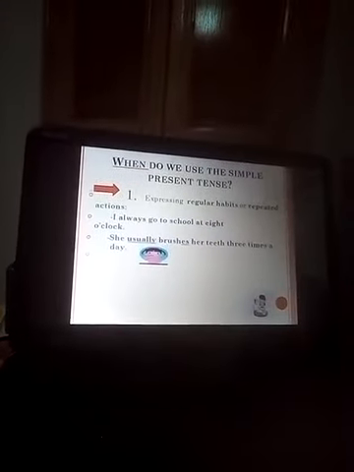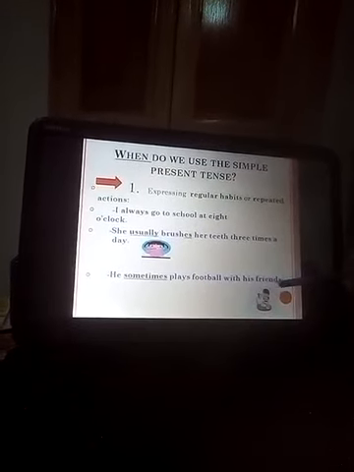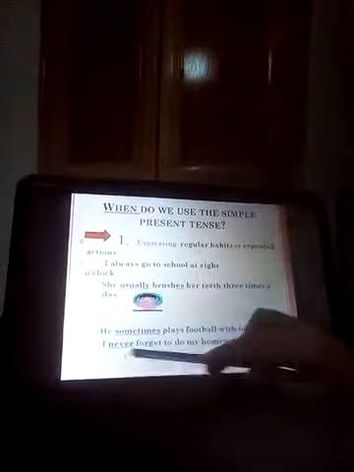She usually brushes her teeth. She plus verb plus s, 3 times a day. He sometimes plays football with his friends. He sometimes plays. So it's a habitual action. It's a repeated action. We do it every day. Not now. No. Not now. It's repeated every day, every week, every year, every month. Okay? So, I never forget to do my homework. I never forget. Okay? It's a habitual action.